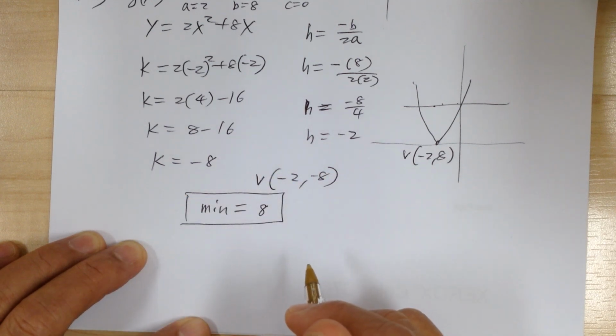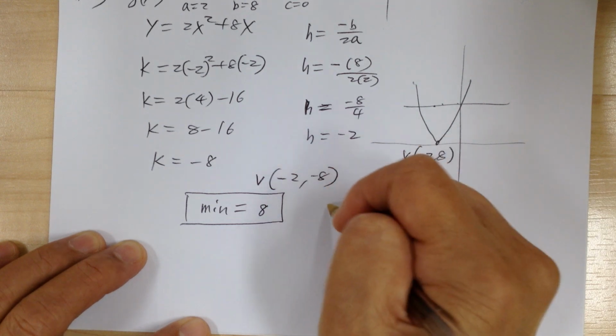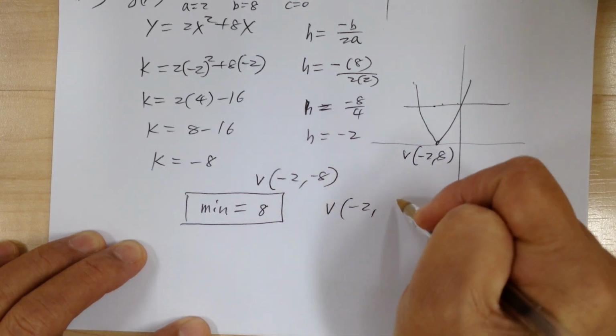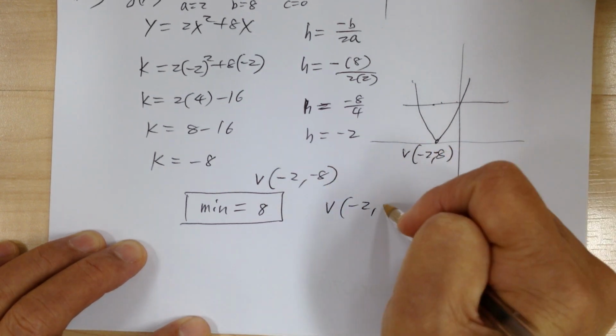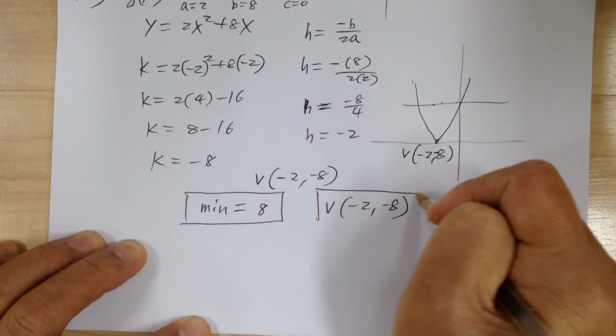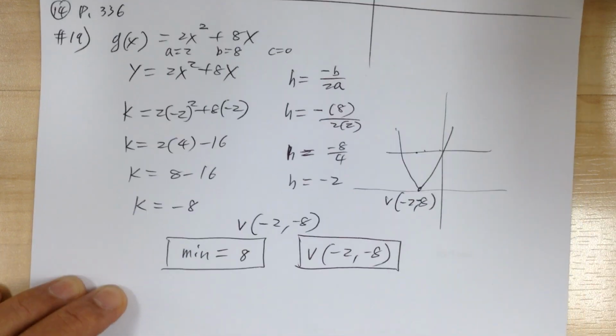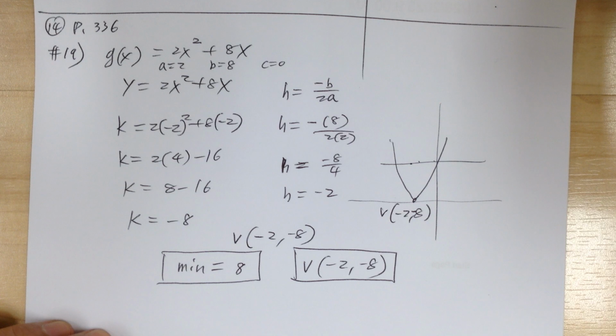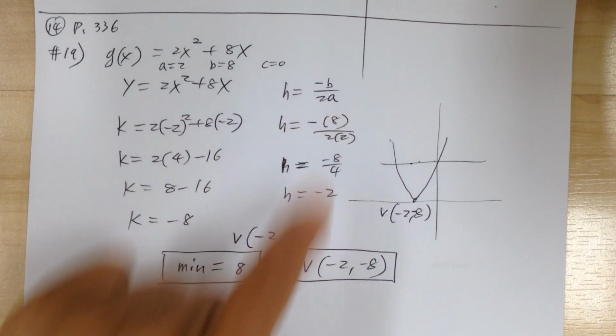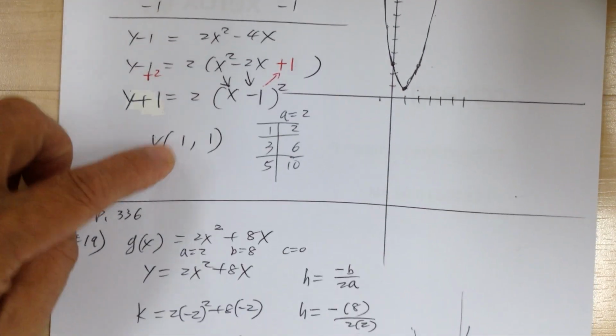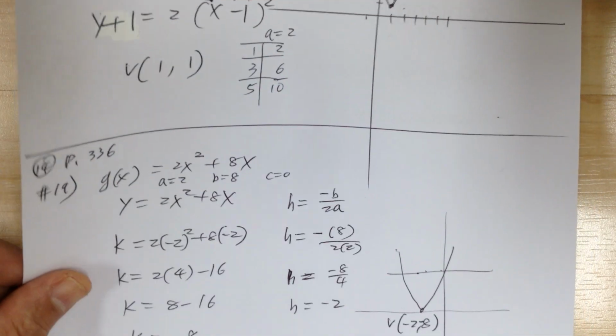And the next question: give the coordinates of the vertex of the graph. The vertex would be negative 2, negative 8. That would be the answer. Again, there are many other ways to do it, but this is probably the easy way, using the formula. Another way to do it is by completing the square, and you can find the vertex from there. Okay, let's go to the next item.